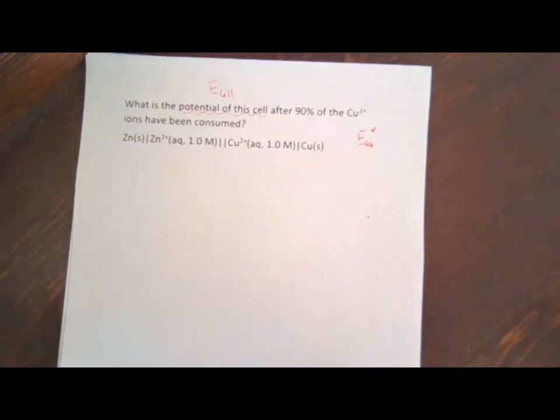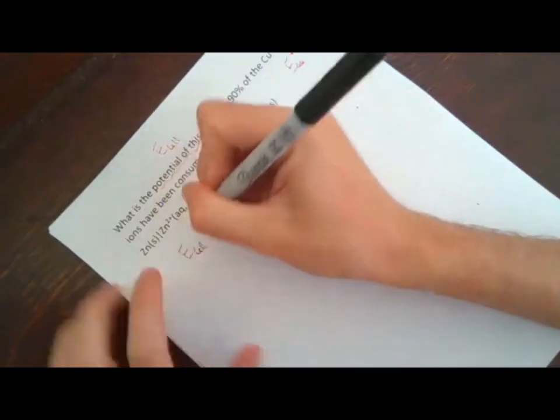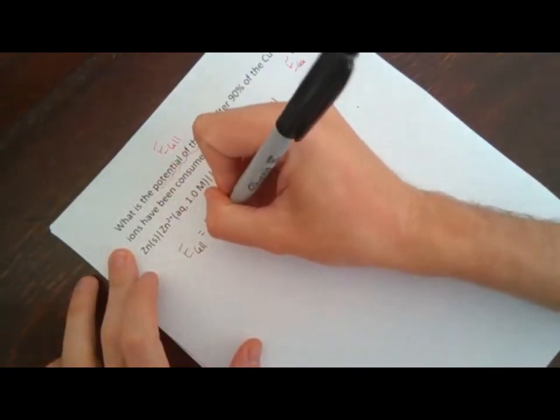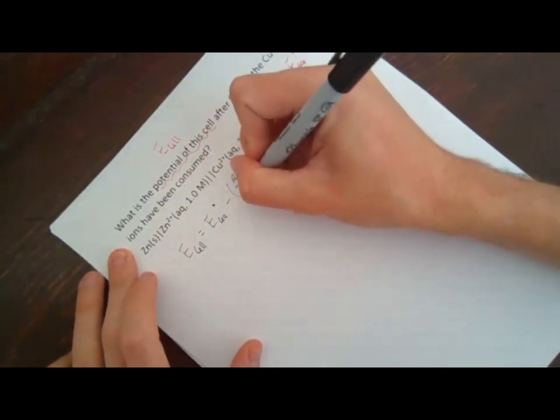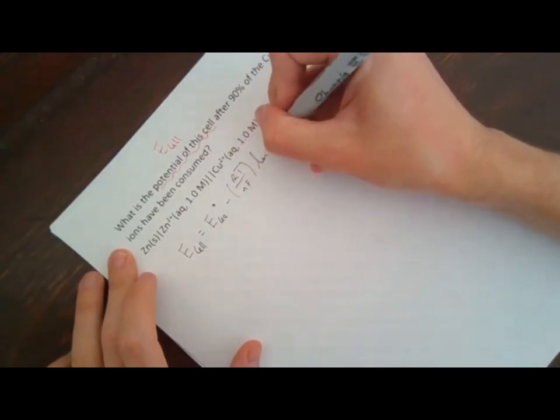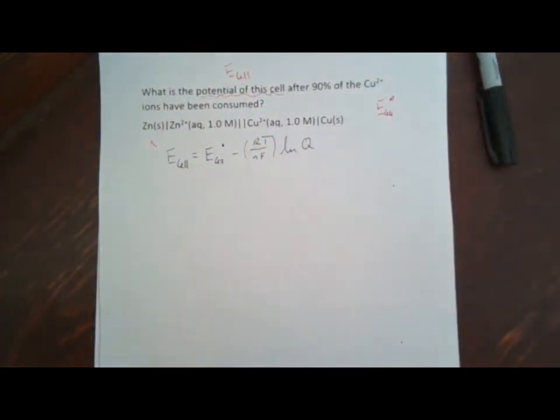So you're going to need to account for this E cell, and whenever we want that, we need to use the Nernst equation. Whenever we want a realistic cell, a cell that's already reacted some, that's always an indication that we need to use our Nernst equation. So E cell is equal to E cell naught minus RT over NF ln Q. We want E cell, so we want to think about whether we have all the other variables.